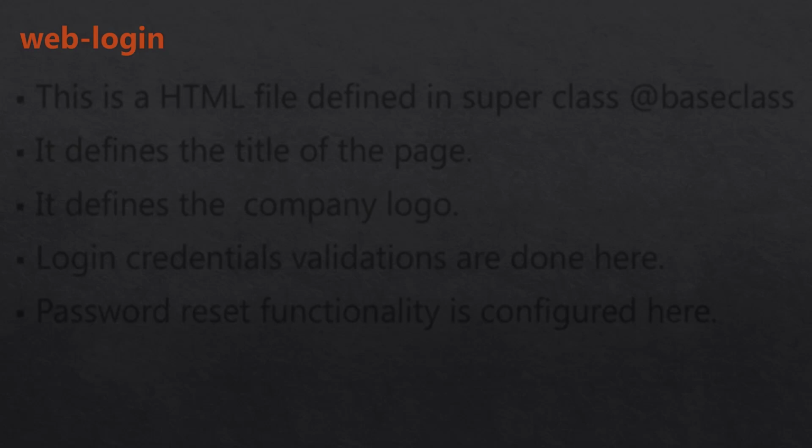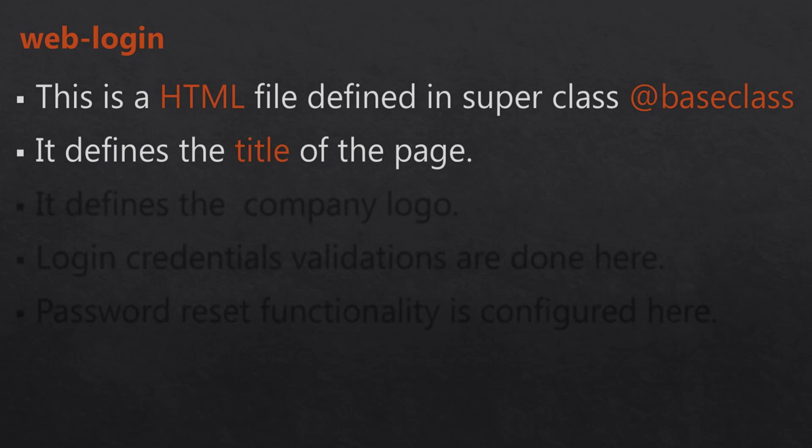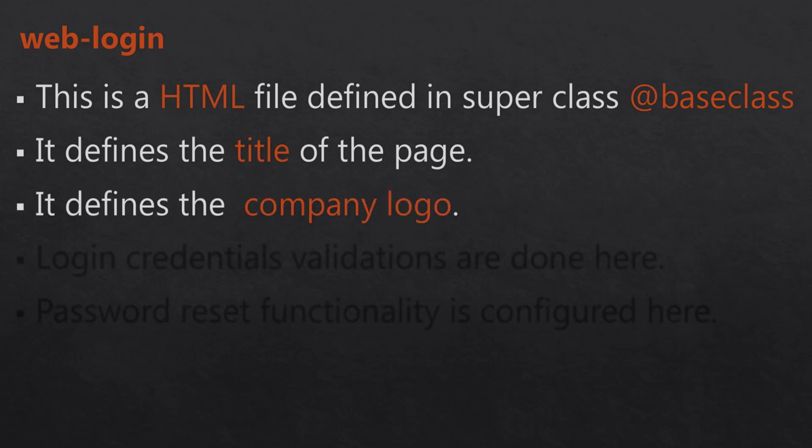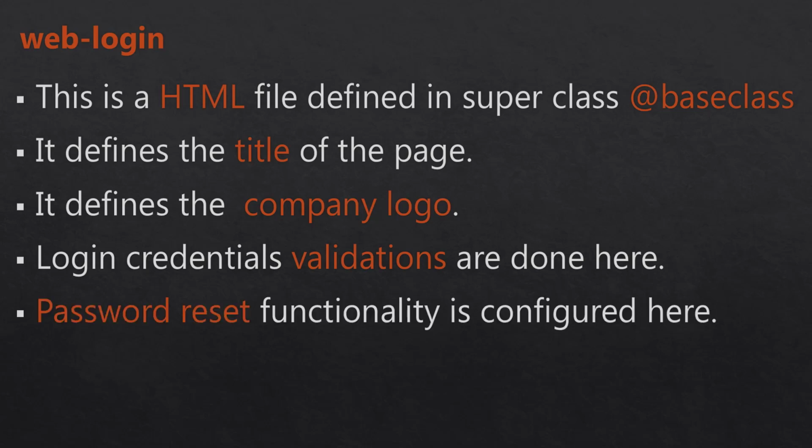Before doing the actual configurations, we need to know about two rules available in the Pega platform, which will be used by default at the time of logging into the system. The first file name is web login. This is an HTML file defined in the superclass, that is @base class. It defines the title of the page, it defines the company logo, and login credentials validations are done in this file. Also, the password reset functionality is configured here in this file.